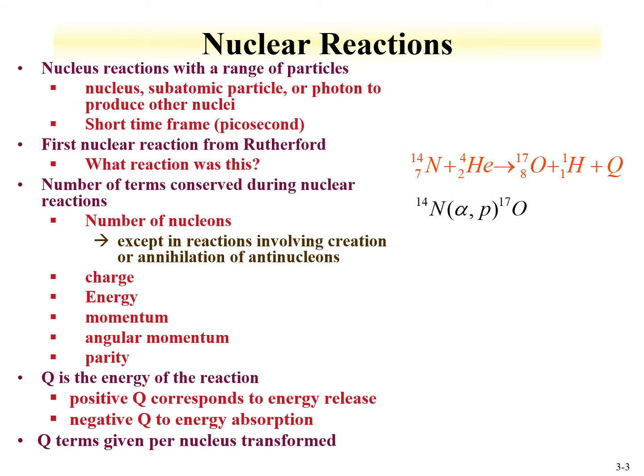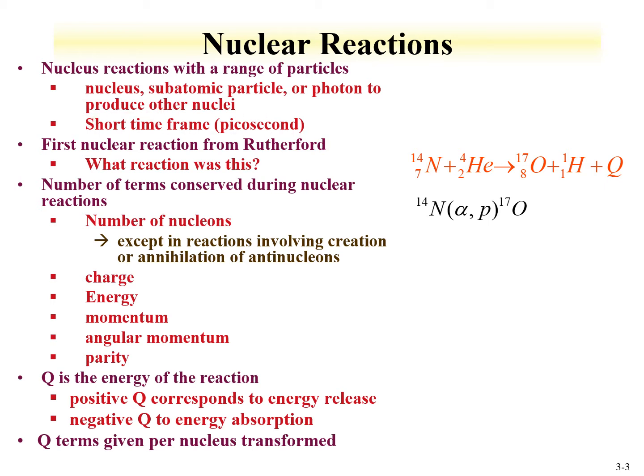We'll start off talking about nuclear reactions, just defining them. They're just a reaction with a range of particles. A nuclear reaction can occur with a nucleus, a subatomic particle, or a photon to produce other nuclei. So fundamentally we're looking at a change of a target into a new daughter or a new reactant. These reactions are in short time frames, picoseconds.